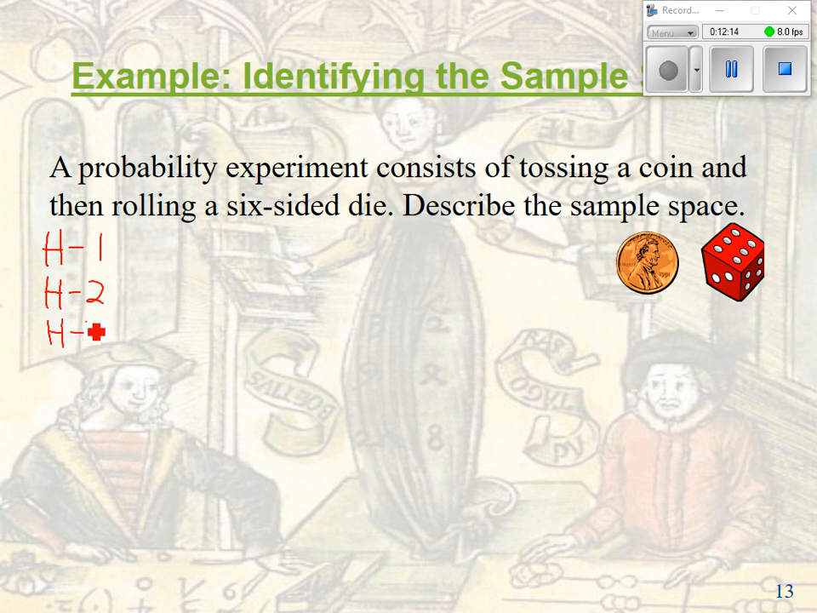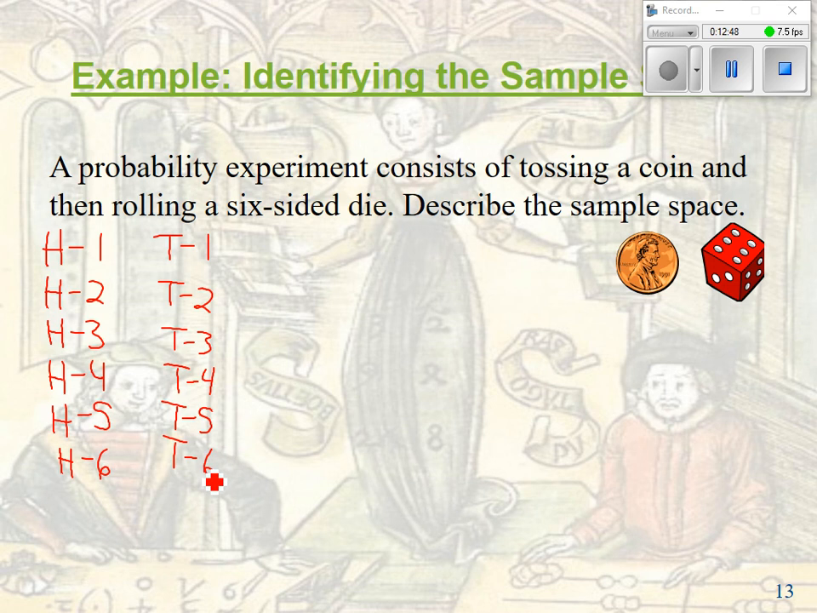Notice I'm going in some kind of order, not just jumping all over the place. I could get a head 5, a tail 7, you can't get a tail 7. What's next? Heads 4, 5, 6. Is that all of our sample space? No. What else could we get? Tails. That's our sample space.